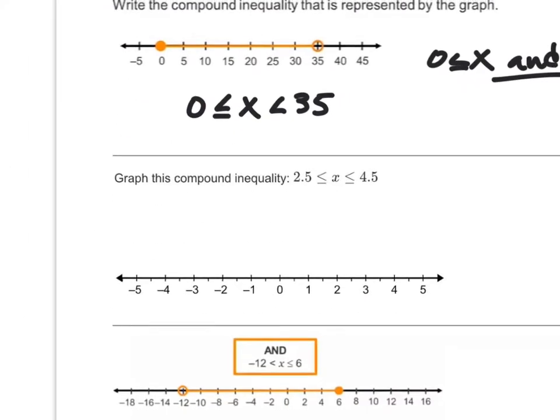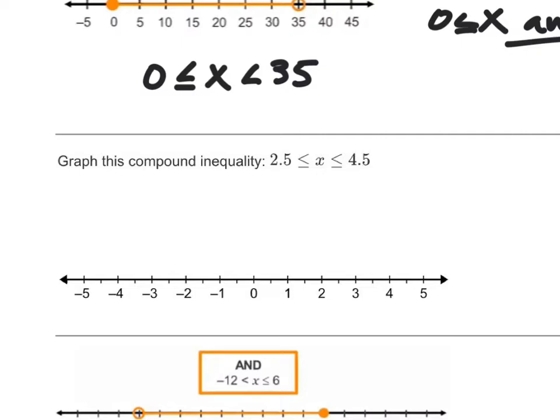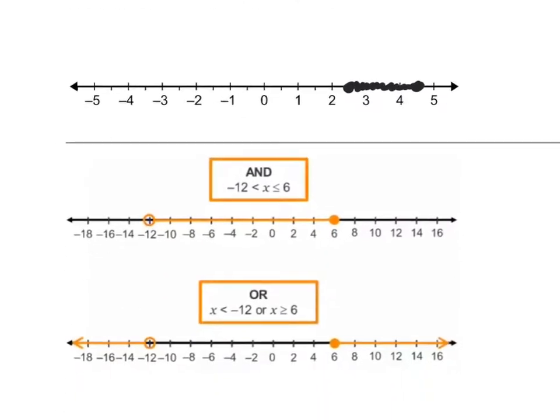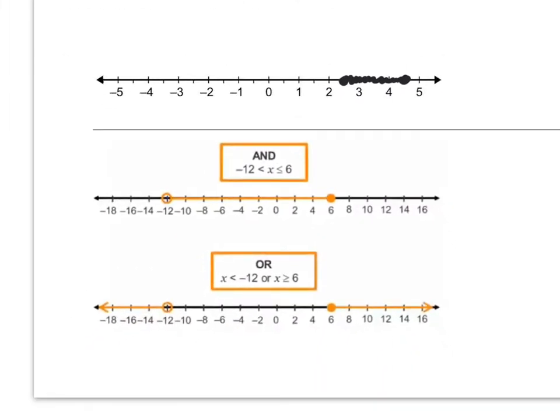All right, on the next one, it says graph the compound inequality. So what we have is that x is larger than or equal to 2.5, but is less than or equal to 4.5. So what I can do here is put circles at 2.5 and at 4.5. I'm going to shade in between, and that's it. That's all I need to do. All right, let's do another one. Or let's take a look at this.